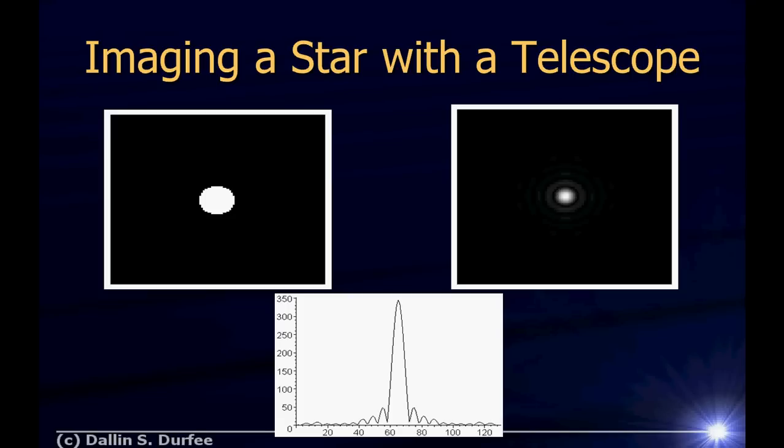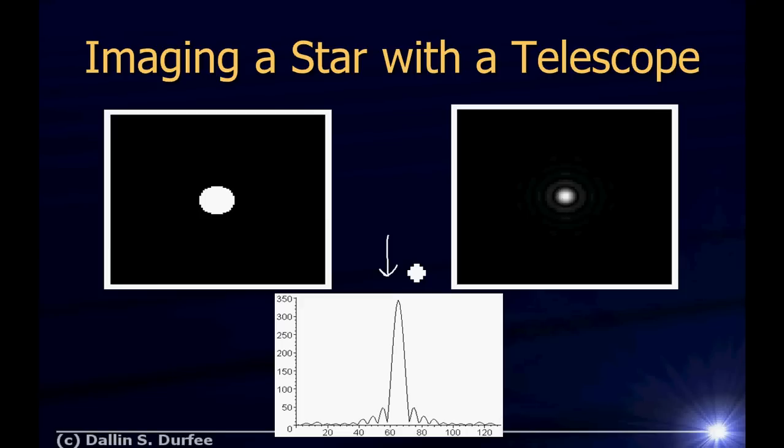And it turns out, when I calculate it, it looks like this. It's kind of a blob with some rings around it. And if you take a slice through the middle, it looks something like that. This is known as the Airy disk pattern. It's the diffraction pattern of a circular aperture. And that's what we get on our telescope. And that's what limits the resolving power of an ideal telescope.